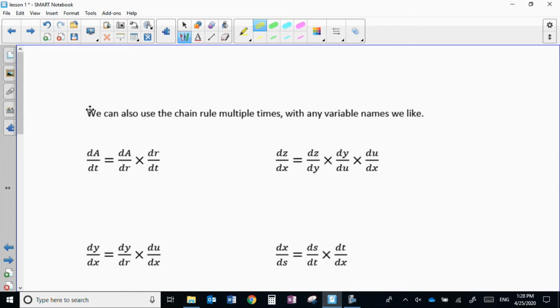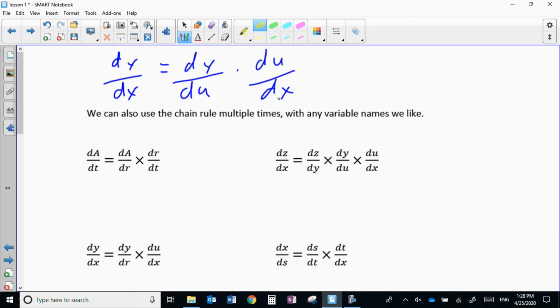dA by dt equals dA by dr times dr by dt. That's true. That works. Notice I'm looking for the derivative dA by dt, and sure enough, it ends with dA by dt. See the chain here? dA by dr times dr by dt. Notice the variables all match up. Okay, if we imagine dy by dx equals dy by du times du by dx. Okay, see that chain, how it follows like that?